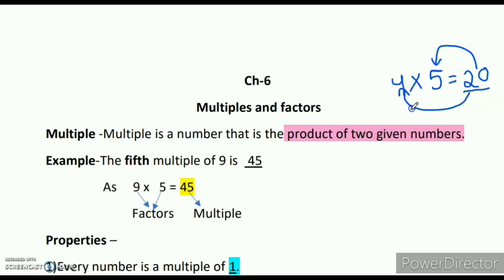So all of you understood, a multiple is the number that is the product of two given numbers. These are the two numbers which I took, I multiplied and I got the multiple. So 20 is the multiple.